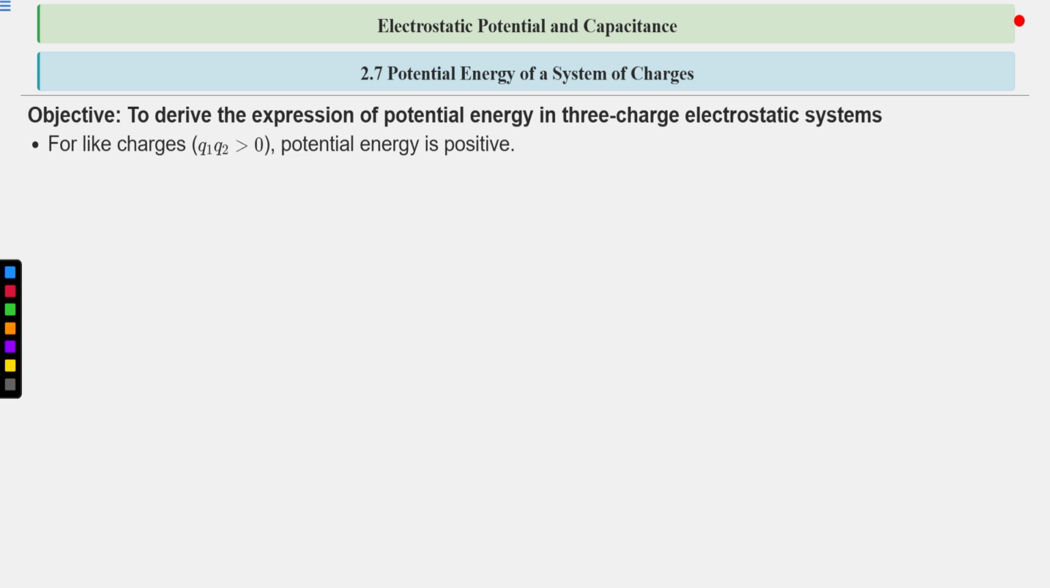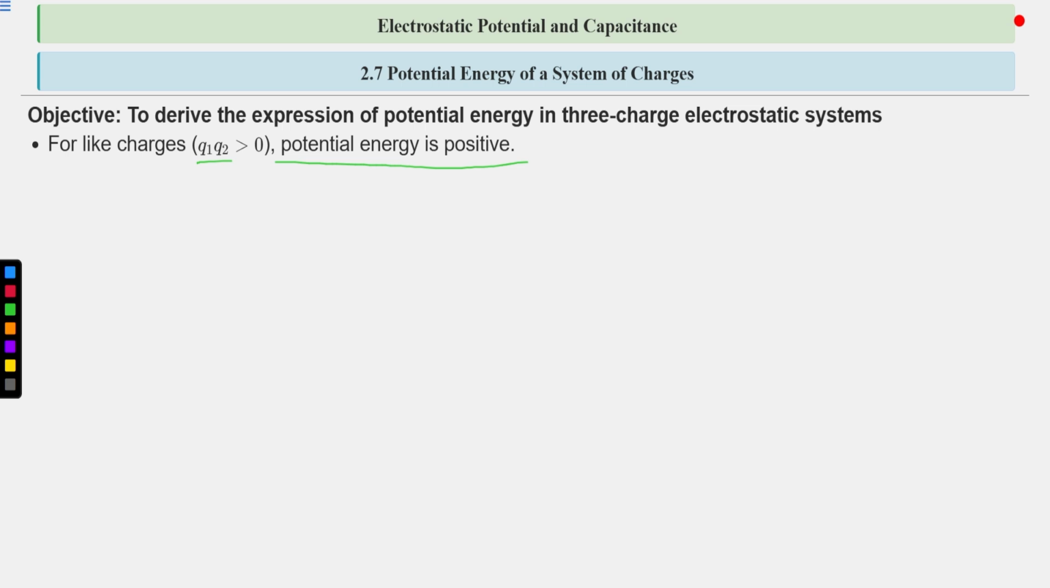Now, for like charges, if the charges are of the same polarity, positive, positive or negative, negative, the product of both charges will be greater than 0. If both are negative, still the product of both will be greater than 0. If both are positive, then also the product of both charges is greater than 0. So potential energy is positive. If we want to bring a positive charge near a positive charge, then the potential energy stored is positive. If we bring a minus q charge near a minus q charge, then also the potential energy is positive.